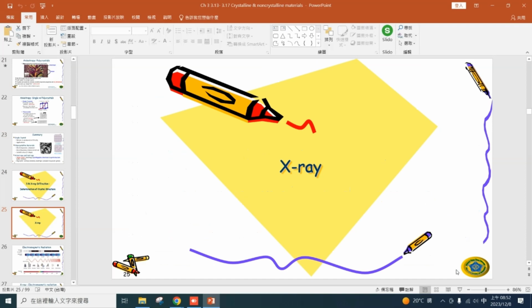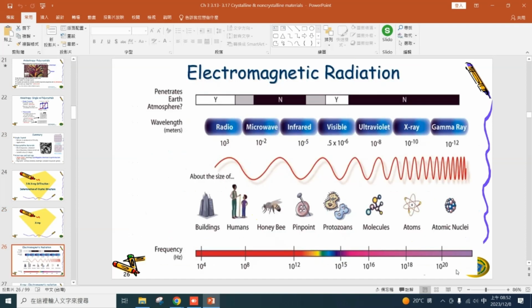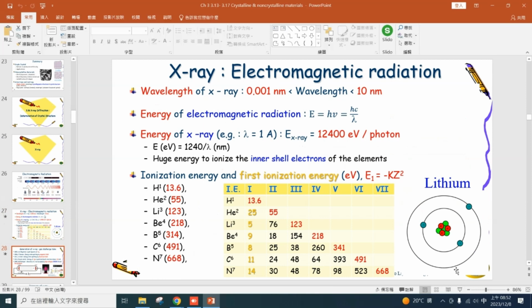And we already talked about X-ray a little bit on Wednesday, and I just want to skip this. So let's have a quick recall. The wavelength of X-ray is between 0.001 nanometer to 10 nanometer. Normally, we regard the wavelength of the X-ray as about what? 1 angstrom, which is 0.1 nanometer.